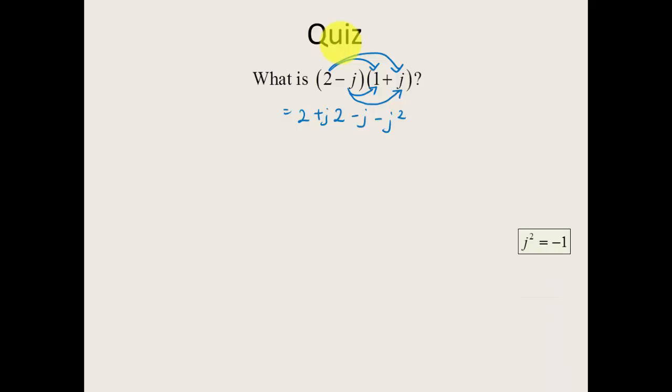Because j squared is minus 1, it simplifies to 2 plus j2 minus j minus, let's replace j squared with minus 1. Minus minus becomes 1. So now let's just add the real parts together. So 2 plus 1 becomes 3. And the imaginary parts, I'll take the j out, bracket 2 minus 1. And so the final answer is 3 plus j.